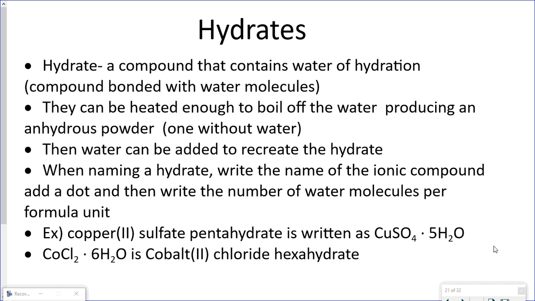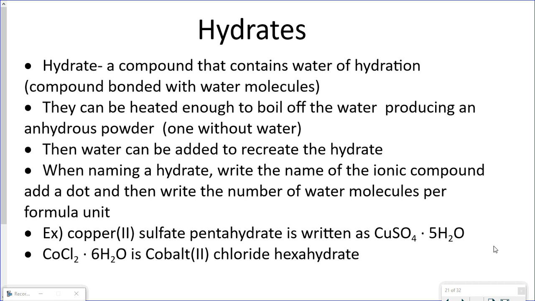Hydrates combine our ionic compounds with our molecular naming rules, essentially. So whenever we're naming a hydrate, we're going to write the name of the ionic compound first. There's generally a dot between the ionic compound and the part that's the hydrate, the water. And then we're going to write the number of water molecules per formula unit. And this will be using our metric prefixes from molecular naming. So I have a couple examples shown here, and then we'll do some together on the next slide.